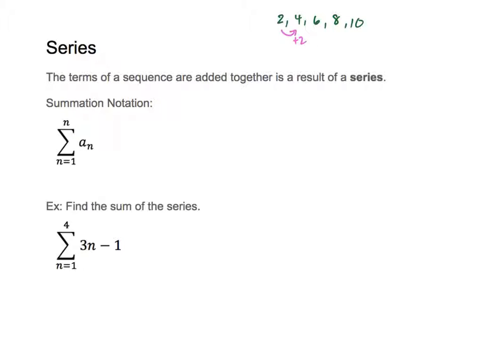So what a series does is it sums up the sequence. If we were to sum up the sequence, we would add up all these numbers: 2 plus 4 plus 6 plus 8 plus 10, that's going to give you 30. So series take the terms that you have in a given sequence and add them all up, and that's your series.